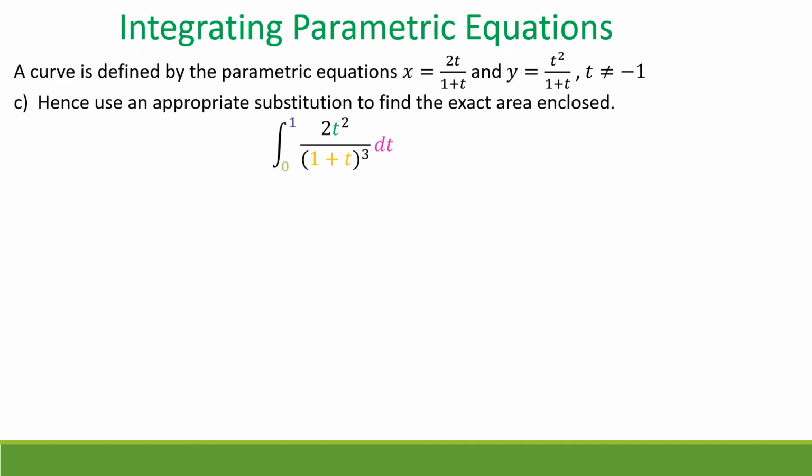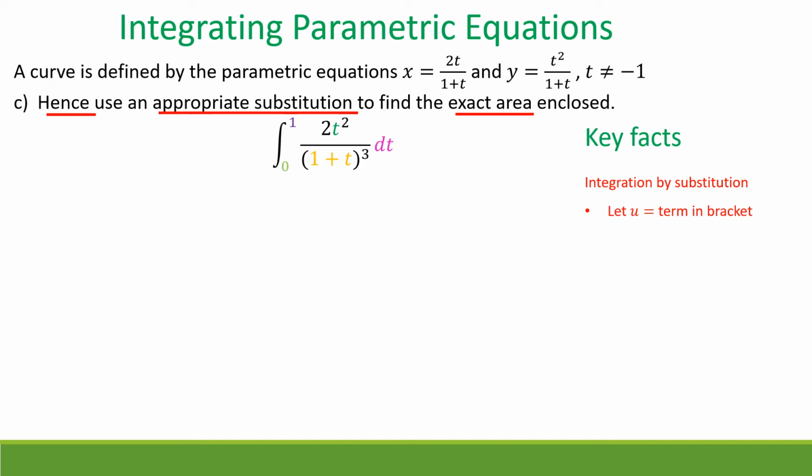The last part of this question is a hence question, which means we're going to be using the answer we've just worked out. So we've got hence, find the appropriate substitution to find the exact area enclosed. So to be able to do this, we need to know key facts. And our key facts we need to know is to be able to integrate using substitution. Now, to integrate using substitution, we need to make sure we know what our substitution is.